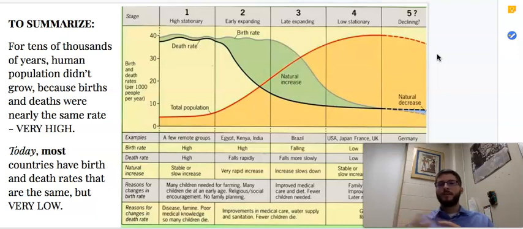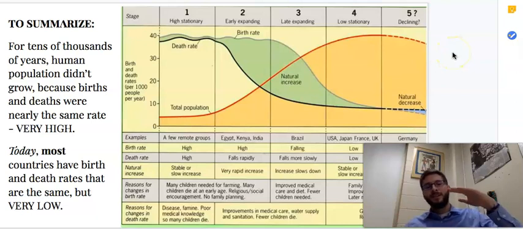But as they continue to improve, as they continue to catch up, by the year 2050 or by the year 2075, every country in the world should hopefully be at least to stage 4, and that means thankfully, our world's population is going to level out, and we might hit 11 billion, we might hit 12 billion, but then that's where things will kind of stop, hopefully.